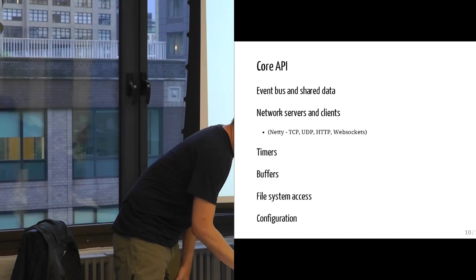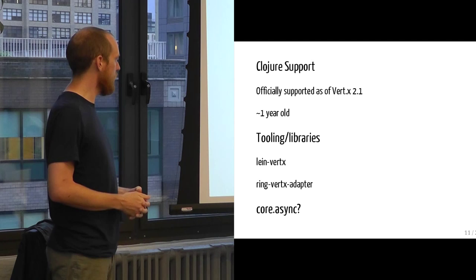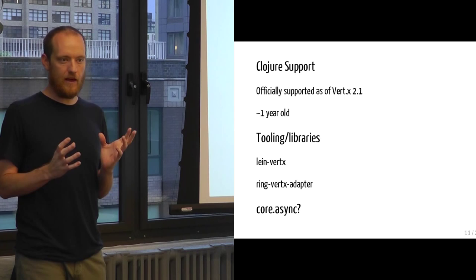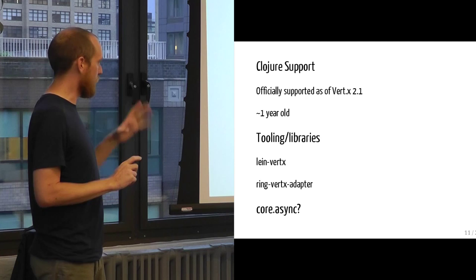All right, here's why we're here. Clojure support was made official in the Vert.x 2.1 release that just came out about a month ago. The oldest Git commit in the Clojure language module repository is about a year old. Like I had mentioned already, Toby Crawley, who I believe works at Red Hat, is the primary author, and then there's a few other contributors.